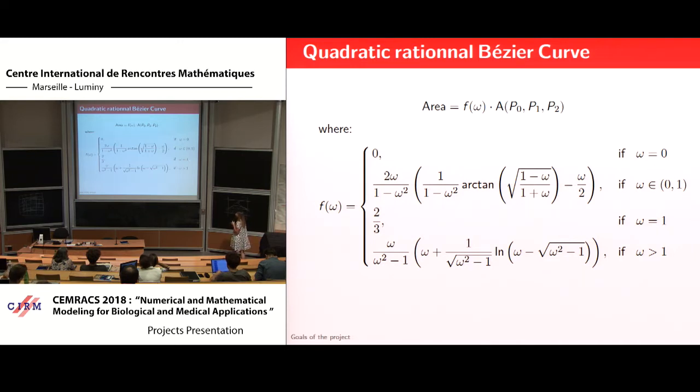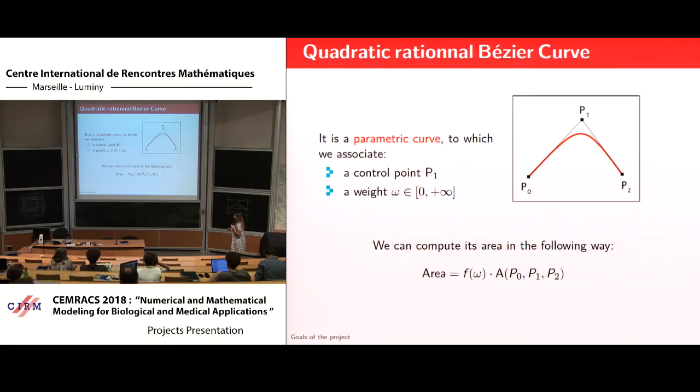Omega equal to 1 will be a parabolic curve, and omega greater than 1 will be a hyperbolic curve. Also, another thing: omega can take values between 0 and plus infinity, and also plus infinity. What does it mean when omega is plus infinity?